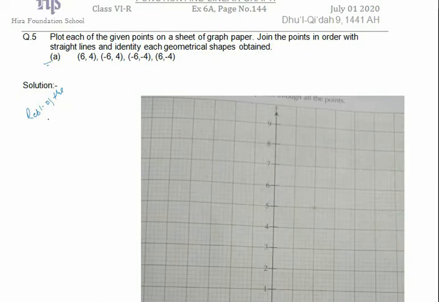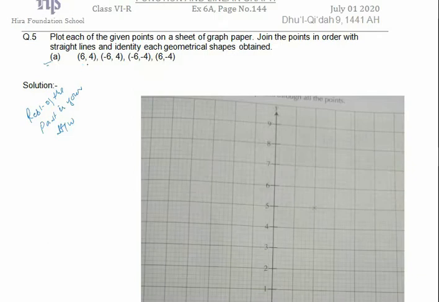The rest of the parts are your homework. You may solve them at home after the class and upload them to my email. Now, the geometrical shape obtained.